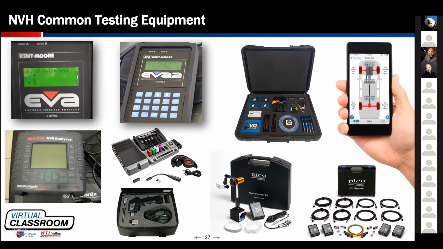And the real problem with pieces of equipment like the EVA and the EVA 2 and the NVH analyzer from Bosch, well, now it's Bosch, but Vitronics back in the day, is that it didn't have the ability to help you understand what on that car is vibrating at this rate. We didn't have that. We'll get to that in a second.